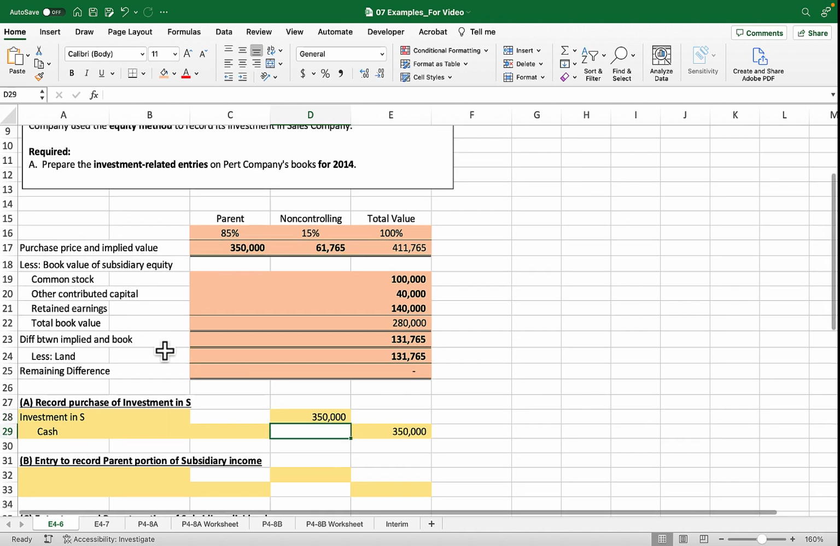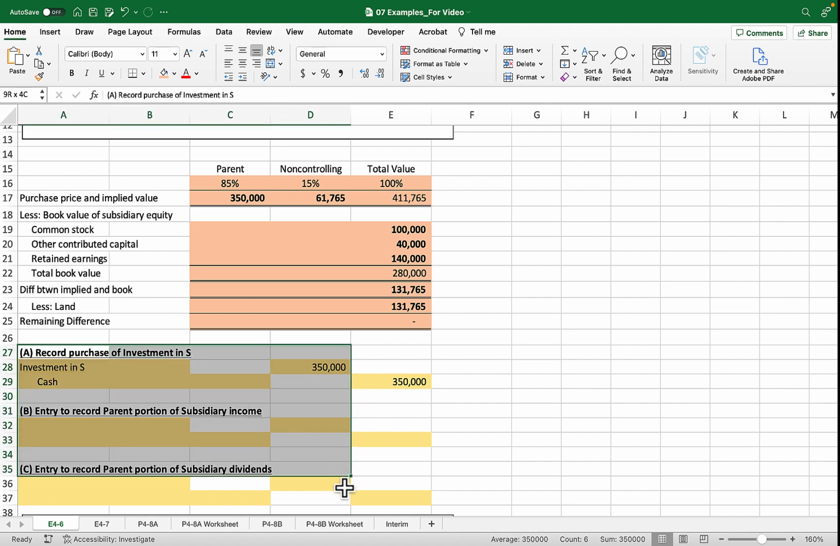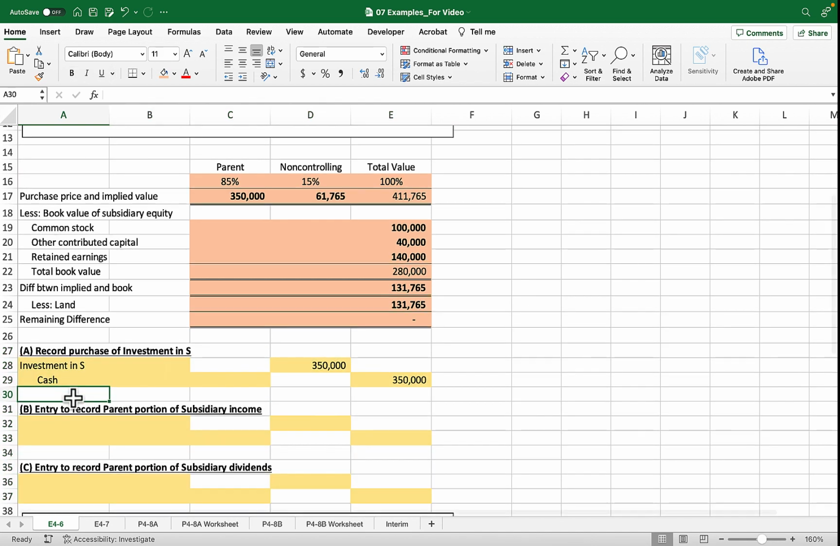Now notice that the entries we're doing here are shaded yellow because they've asked us to actually do the entries on the parent general ledger. So right now we're not doing anything related to consolidations. This entire section right here that we're doing, you already know from our investments chapter.